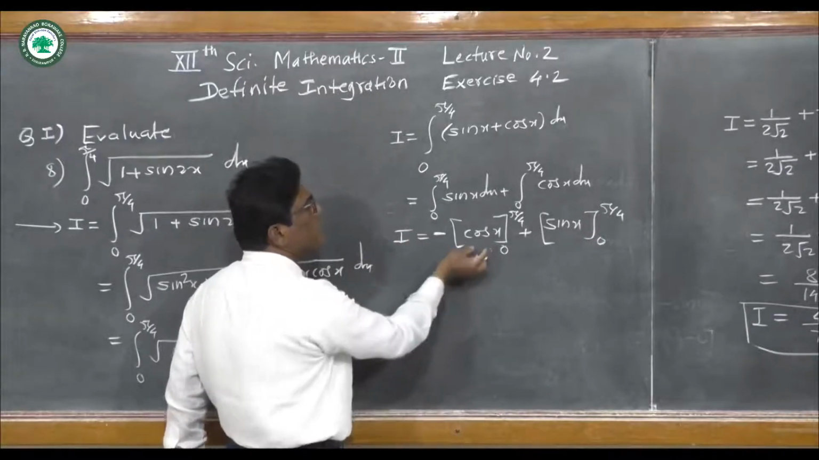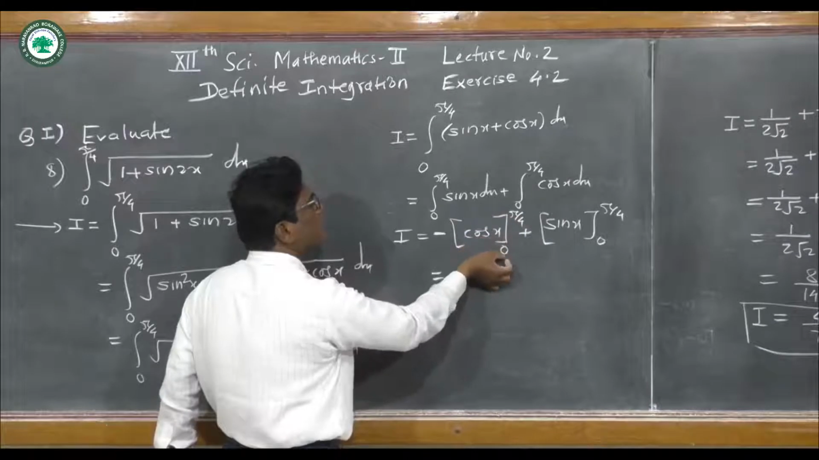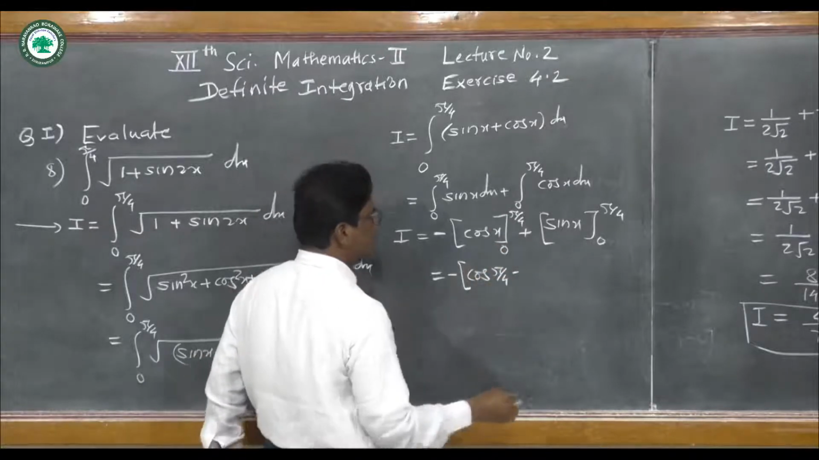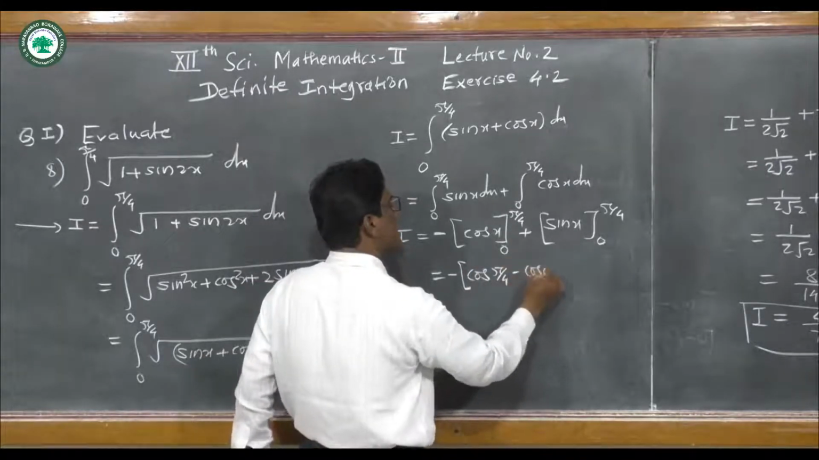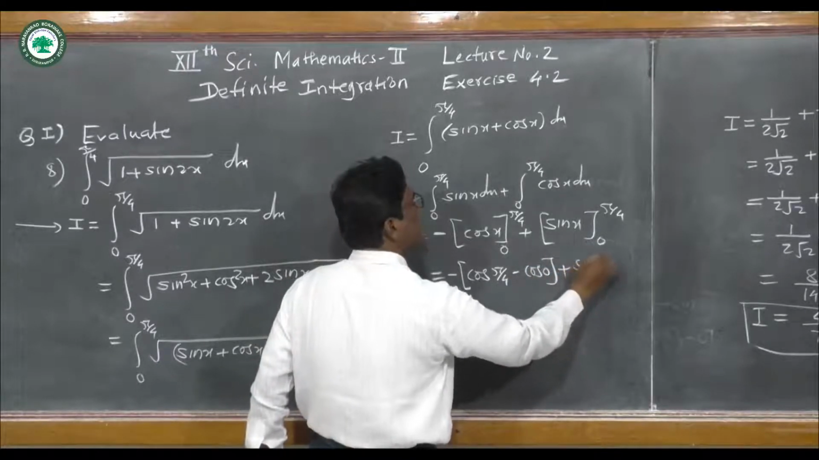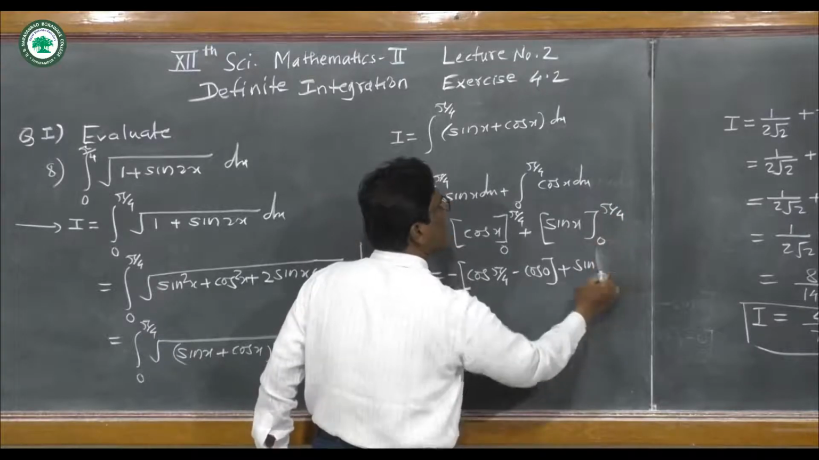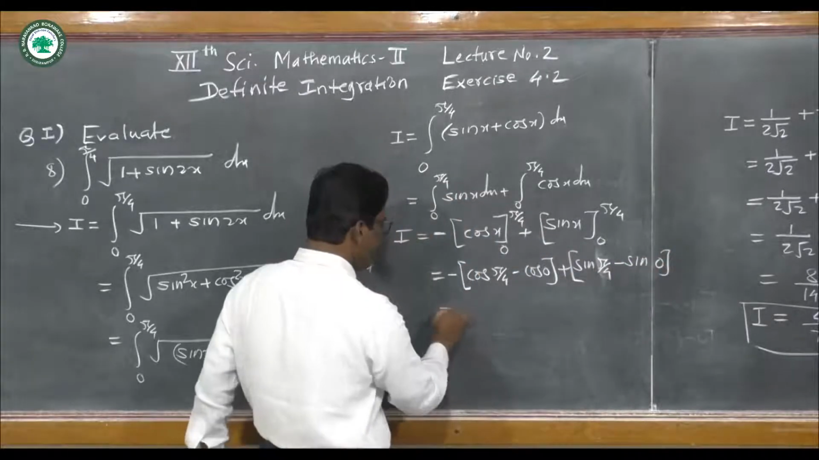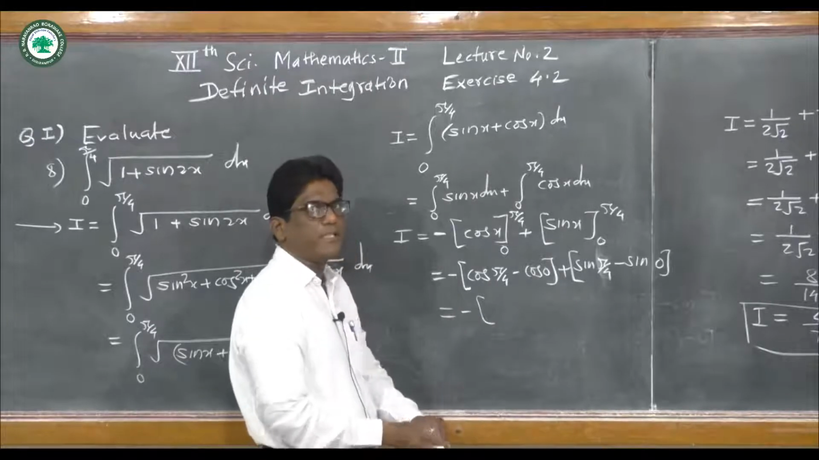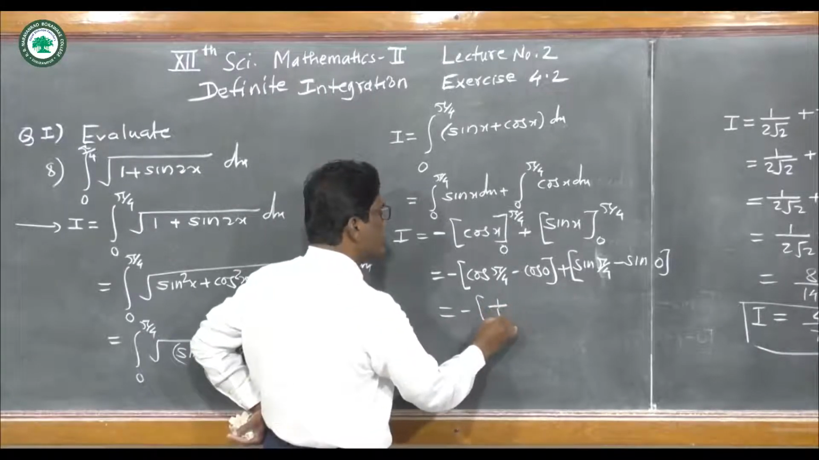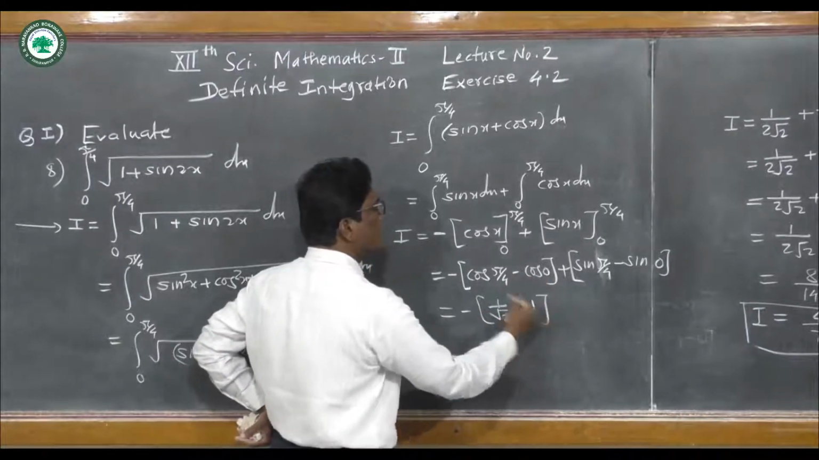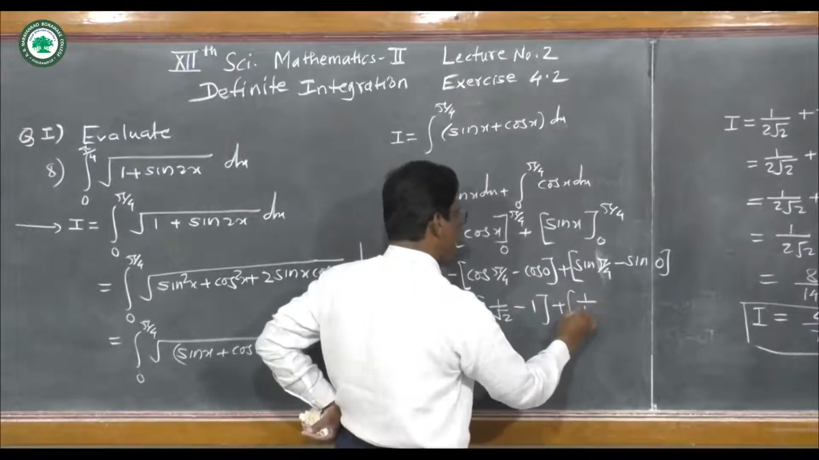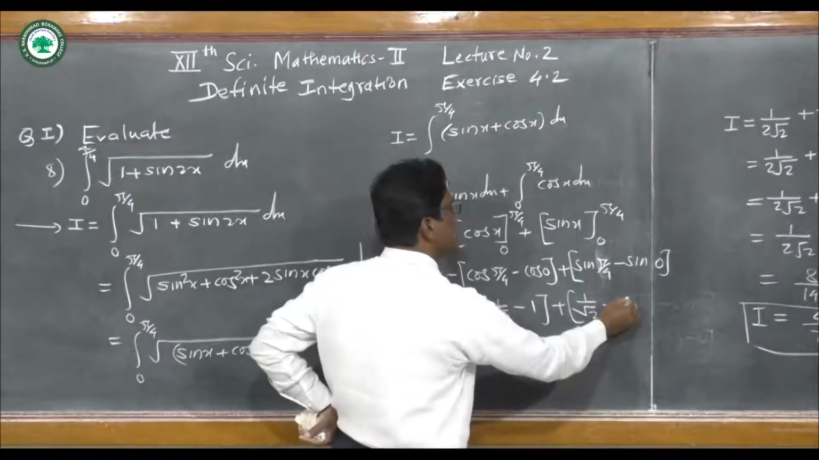So it is equal to, now in place of x upper value minus in place of x lower value, that is minus in the bracket cos of x is pi by 4 minus cos of x is 0, cos of 0 plus here sin of x is here pi by 4, sin of pi by 4 minus sin of 0. So it is equal to minus cos of pi by 4, cos of 45 degree, it is equal to 1 upon root 2. So 1 upon root 2 minus cos of 0 is 1, plus sin of pi by 4, again sin of 45 degree, it is also 1 upon root 2. So 1 upon root 2 minus sin of 0, it is 0.